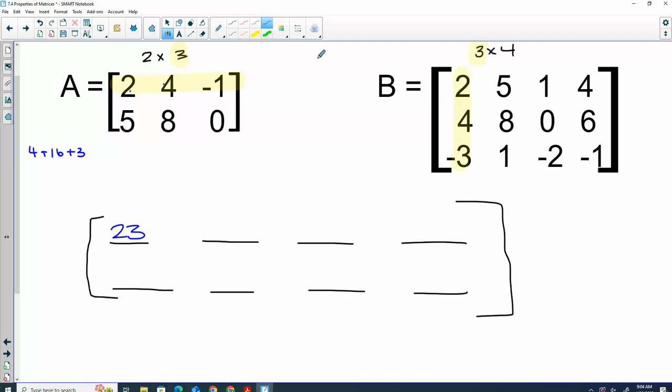I'm trying to get the first row of my matrix. So to do this, I keep working with the first row of matrix A. Right now I need to get the number that's in the first row and second column. So I'm taking the first row times the second column. And you multiply the corresponding numbers. So 2 times 5 is 10. 4 times 8 is 32. -1 times 1 is -1. So if you add those together, you get 41.